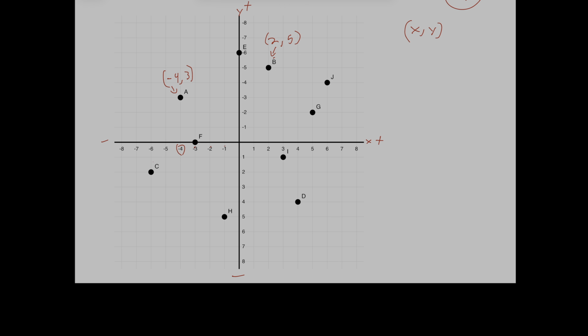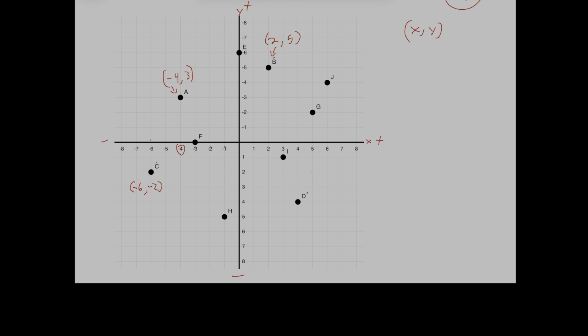All right, let's go to C. C is way over here. On this one, I'm going to write a little thing right here. What's the x value? Well, C is going to go all the way over here to the 6. So that's going to be a -6. And then what's the down value? A -2, because it's down 2.